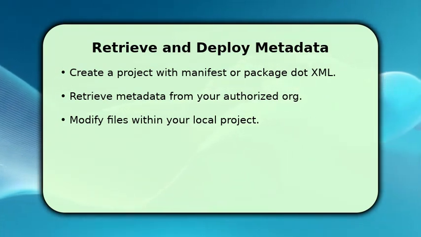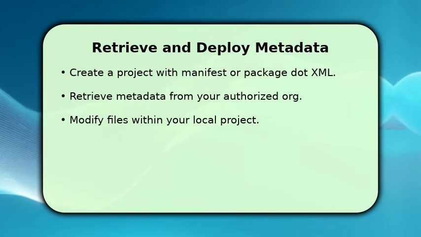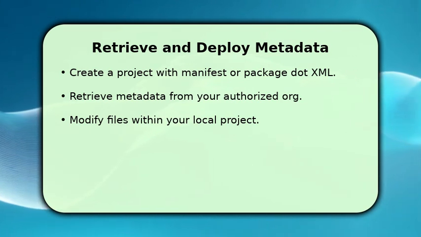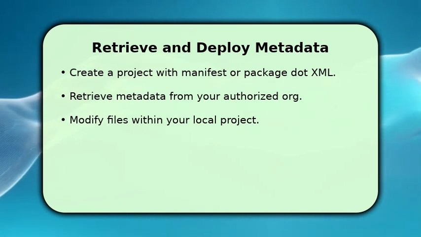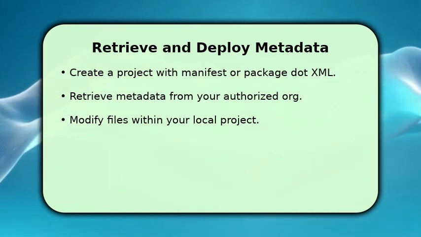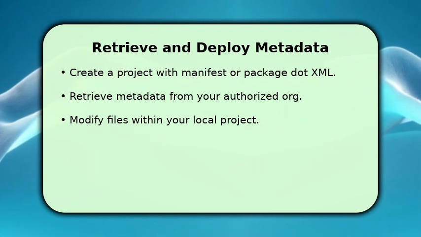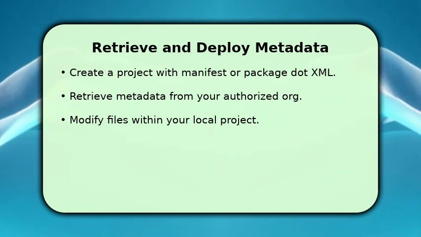Begin by creating a new Salesforce project, which can use a manifest or a package.xml file. Use the Salesforce CLI commands to retrieve specific metadata components from your connected org into your local project. After making your desired modifications to the files, you can then deploy these changes back to your Salesforce org. This cycle allows for iterative development and configuration management.